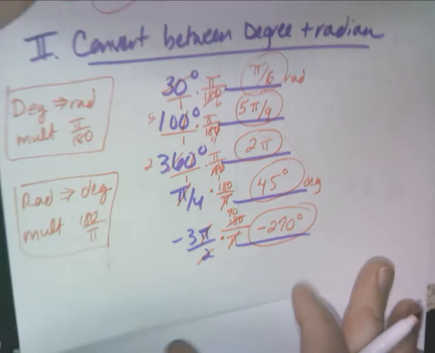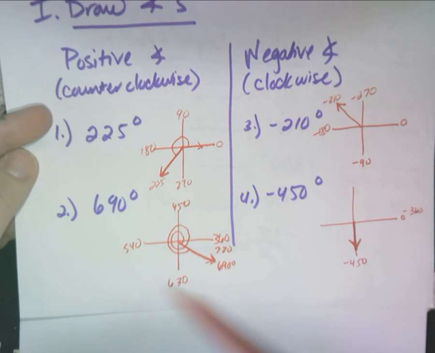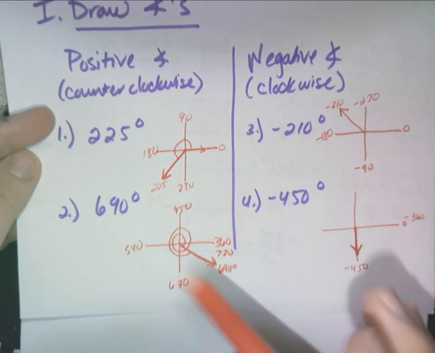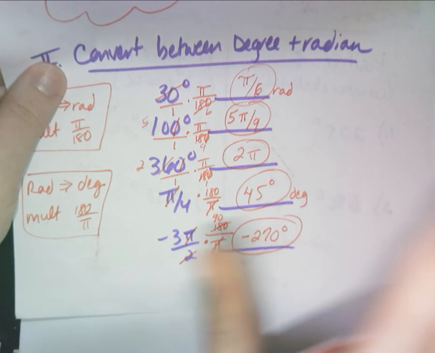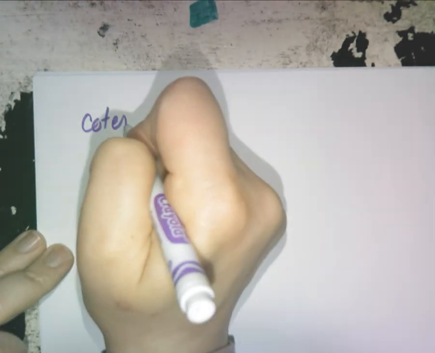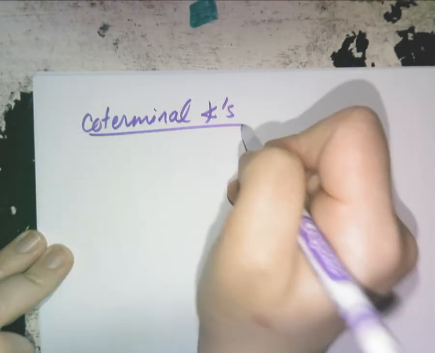Okay? All right, so first part, drawing angles. This is really hard homework tonight. This is like kindergarten stuff. Second part, converting between radians and degrees. We can do this, okay? Last and final part is this idea, what's called coterminal angles. And this will be our last stuff for today.